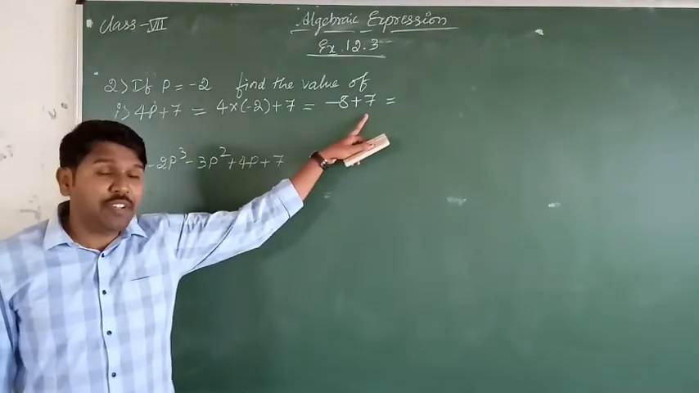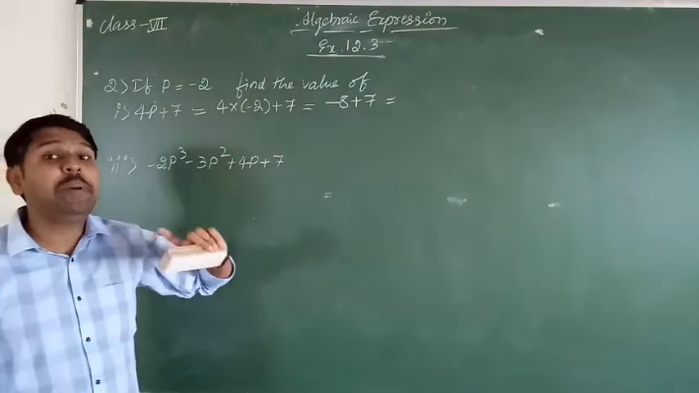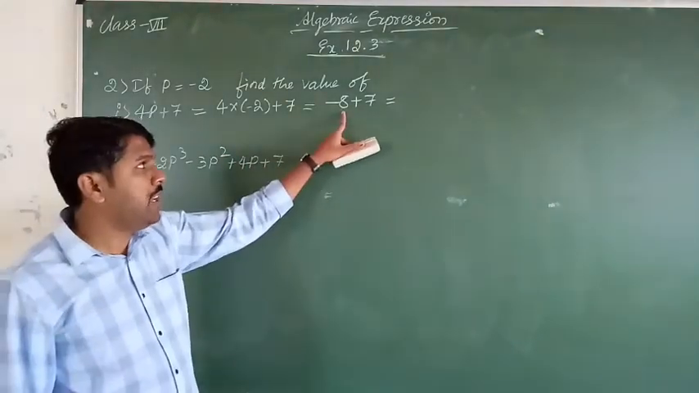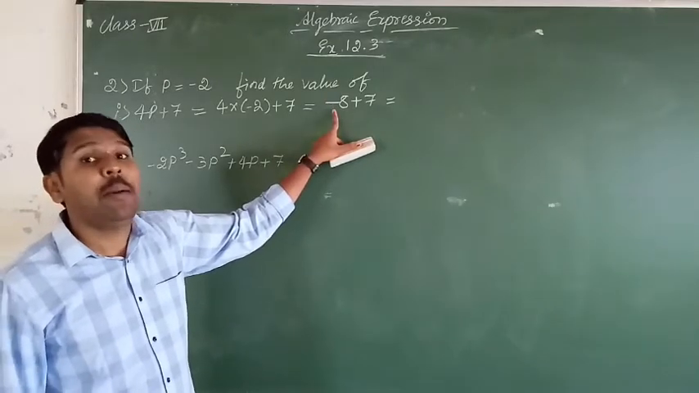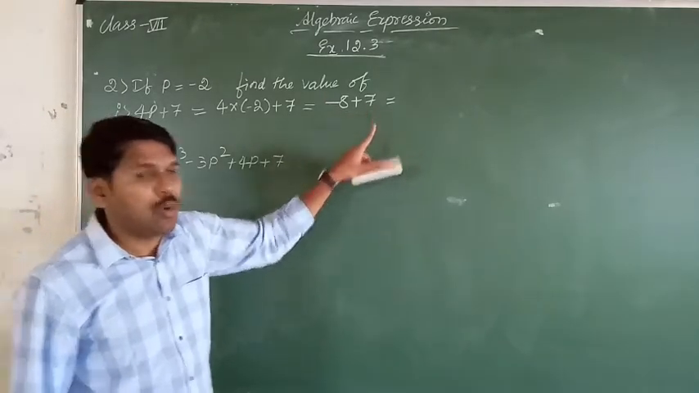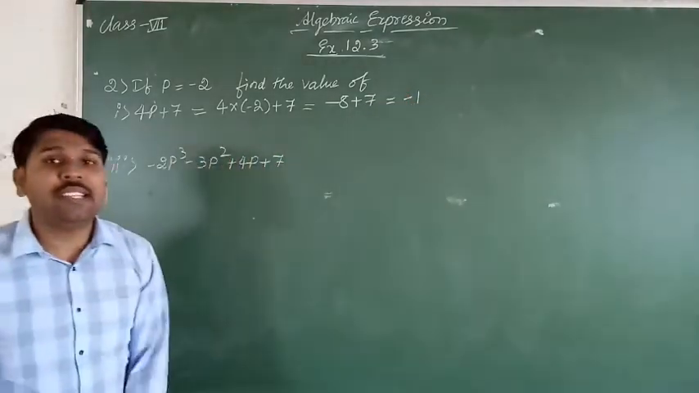If the numbers have different signs, that means you have to subtract the numbers and keep the bigger number's sign. So the bigger number is 8, the sign is minus. So the answer should be minus 1. So 8 minus 7 is 1, and the bigger number's sign is minus. So the answer is minus 1.